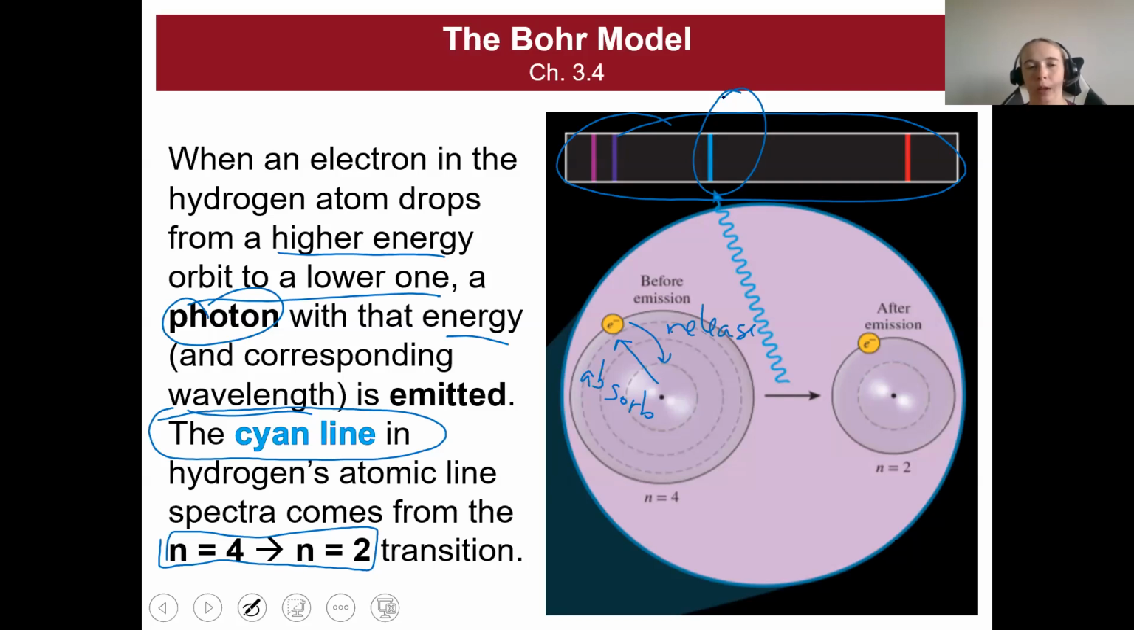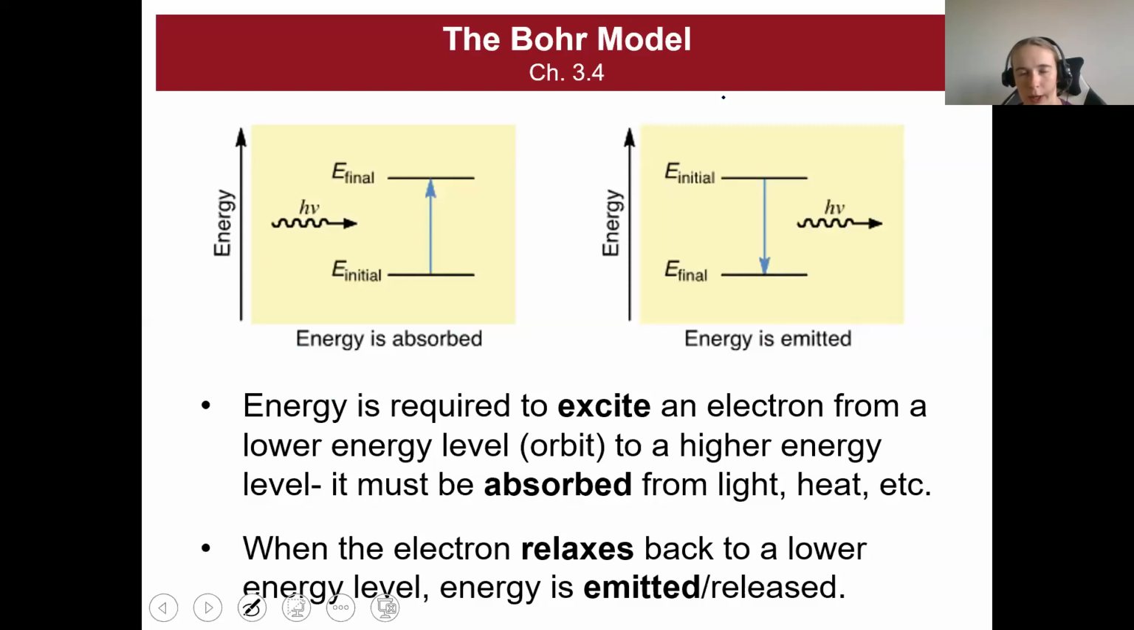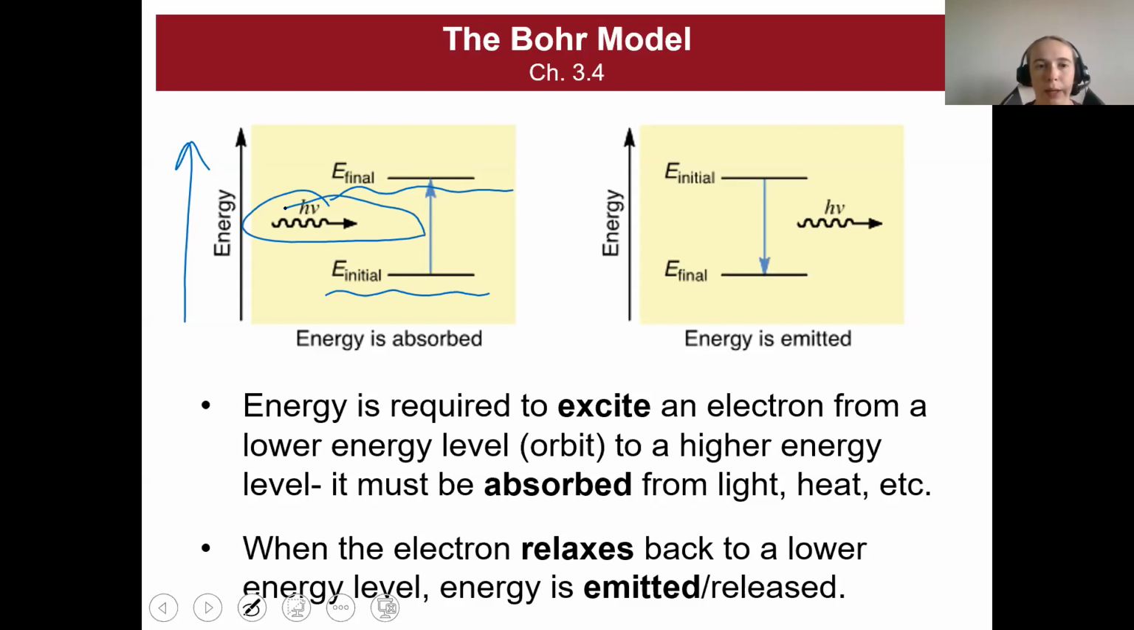Okay, cool. So just to break that down a little bit more, if we're looking at energy increasing on the y-axis, then to go from an initial state that's lower in energy to a final state that's higher in energy, we need to absorb energy. So this photon of light is being absorbed by our electron so that the electron can go from this state to this state.